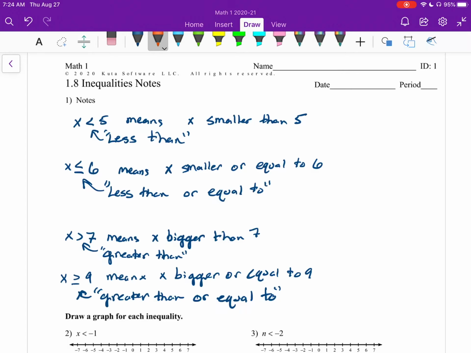Okay, Math 1 1.8 Inequality Notes. So I wrote some notes here, and I don't know if you actually need to copy them down. Some of it might be review for you, but I'm going to read through it here.